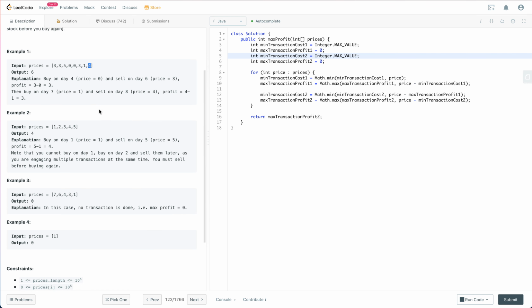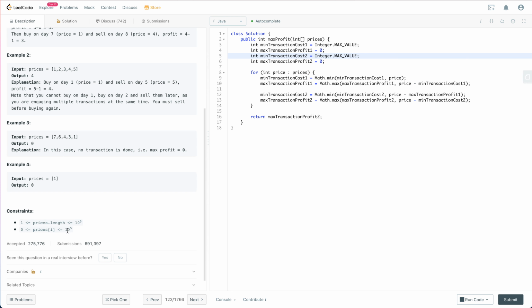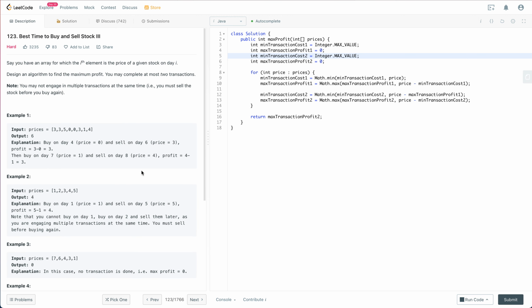Okay, so I think I pretty much understand it. Let's go through the constraints. It says that the length of the prices array is never going to be empty, so it is between 1 to 800k. The price for each day is between 0 to 800k. So I don't think there is too much space for us to consider the edge cases.